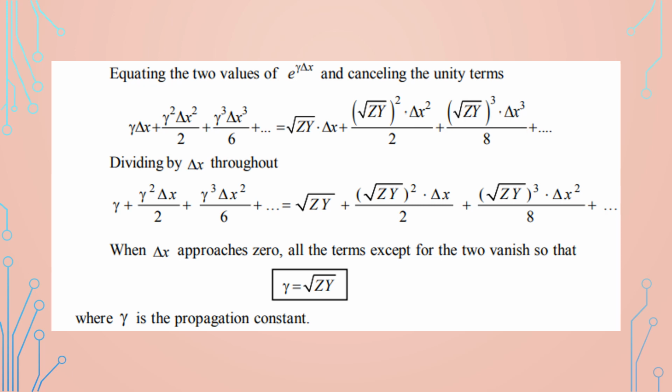So two important equations we have derived. One is Z0 is equal to square root of Z by Y, and gamma is equal to square root of Z into Y.